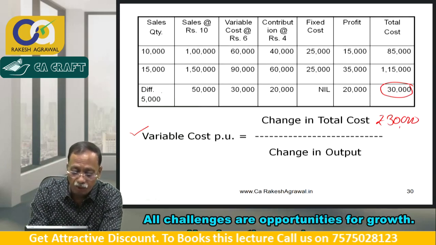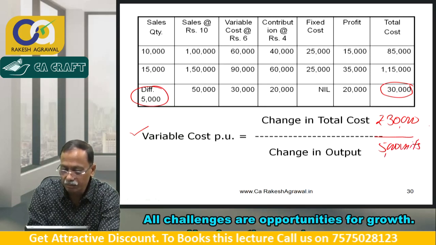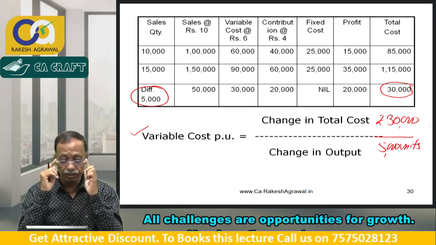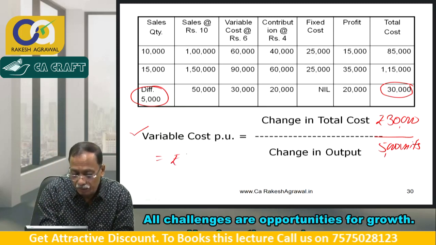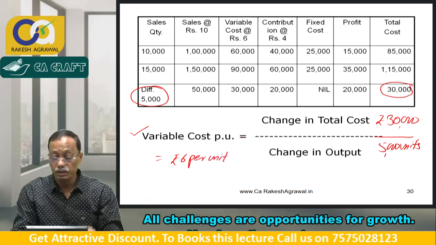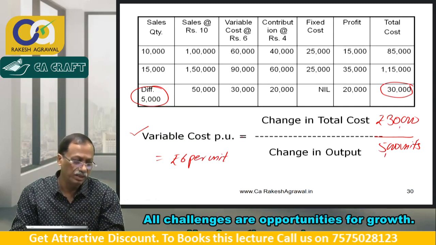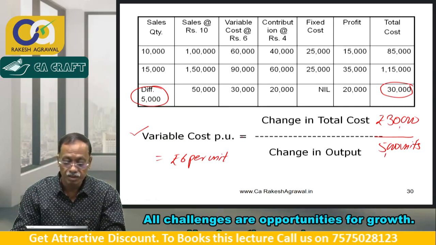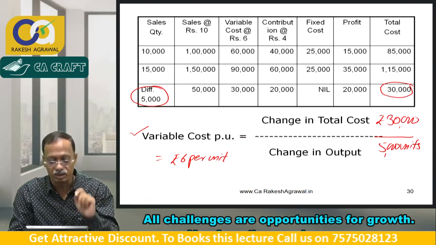And change in output, output means quantity. That is difference in quantity. So divided by, you will write 5,000 units. Rupees 30,000 divided by 5,000 units. Your answer will be rupees 6 per unit, correct? Written: 30,000 divided by 5,000 units is equal to 6 per unit. Now let us see whether this formula works and then why it works.